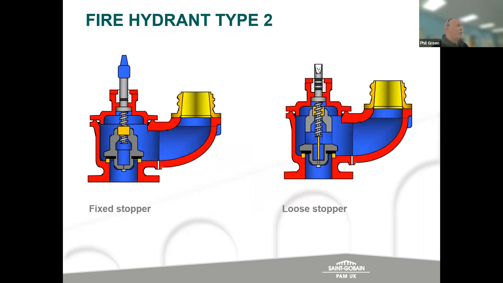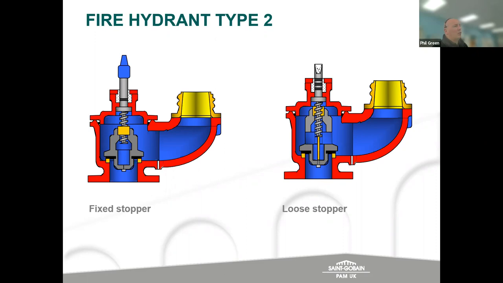We've now got what we call a type 2, which is the more commonly used version these days. This is all one body of a valve. So you've got a fixed or a loose stopper. You've got a stem that rises and closes. And as that stem rises, or that gate rises, it allows flow through the outlet on this valve. And then when you close that valve again, you stop that flow back out of the hydrant.